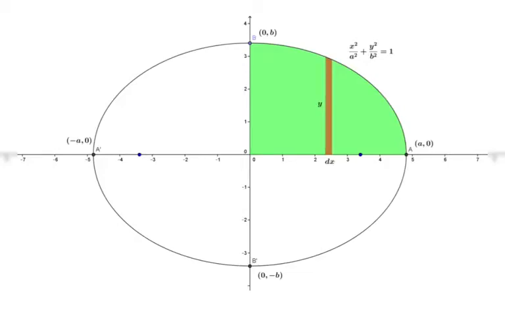Now let us learn how to find out the areas under simple curves. So on the screen you have a curve which is in fact an ellipse. An ellipse, x squared upon a squared plus y squared upon b squared equal to 1.